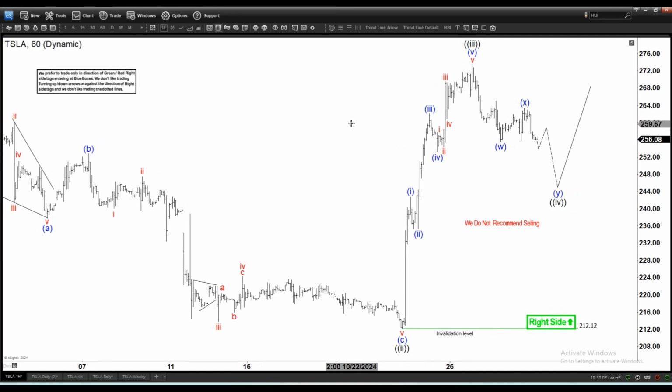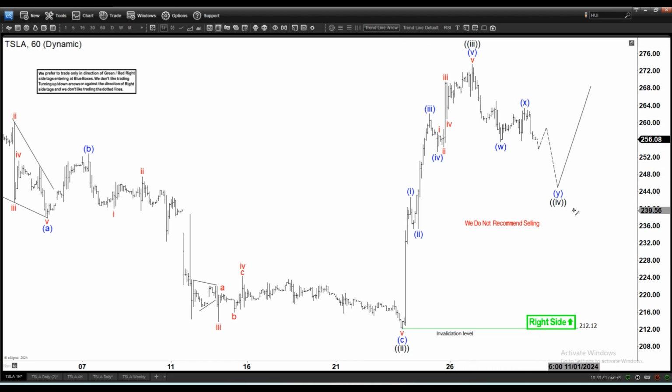Today is October 31st and the chart of the day for today is Tesla, 60 minutes time frame. Alright, so let's take a look at what we got. We got wave 2 ended at 212, with wave 3 ended here. The rally looks pretty impulsive to me. And now we are doing the pullback.